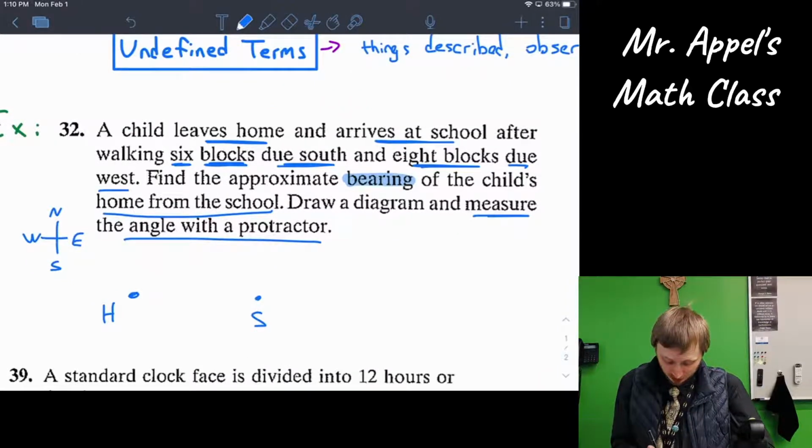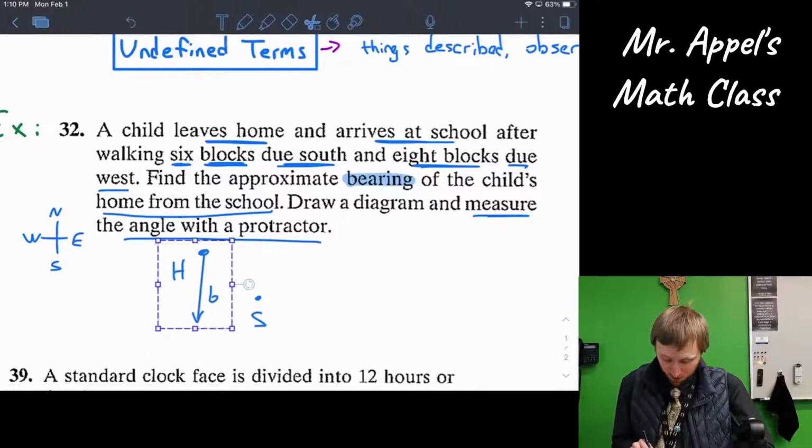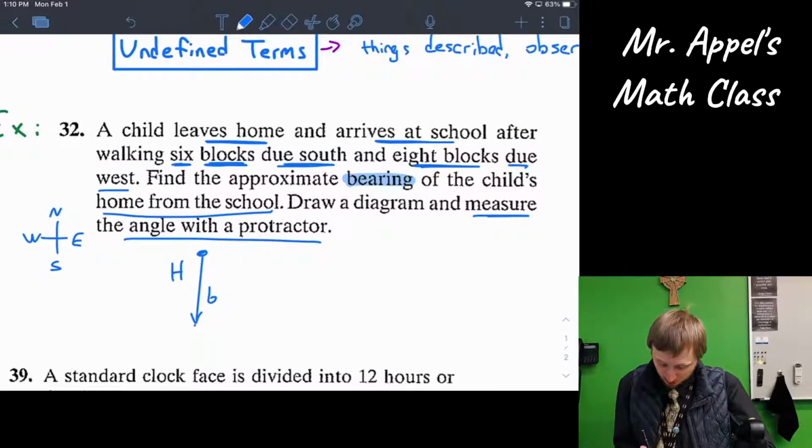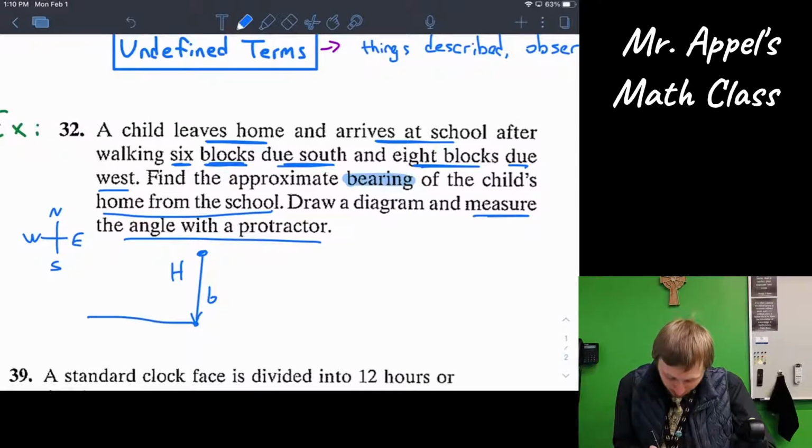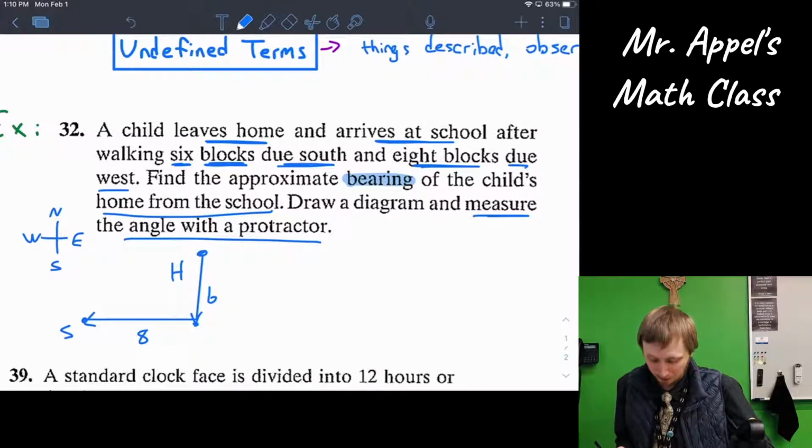Due south, so it goes from here south 6 units. Okay, so maybe I need to move this. And we have to move where the school is. And then from there, right, 8 blocks due west. That would be this way, right? And that's 8. And so that brings us to this point here we'll call S for school.